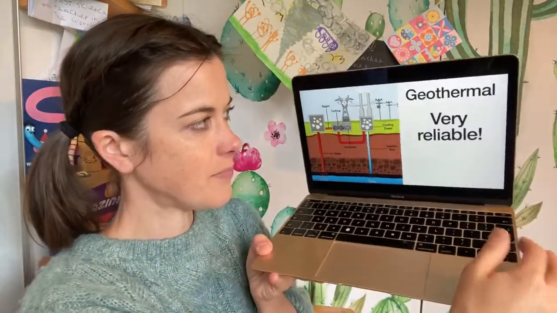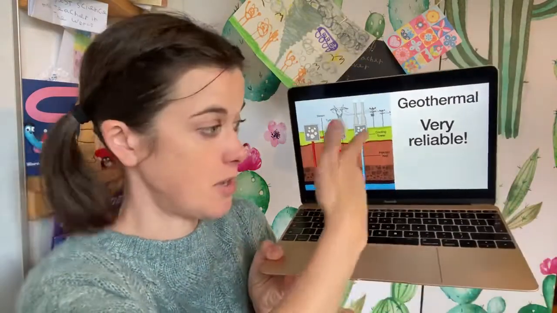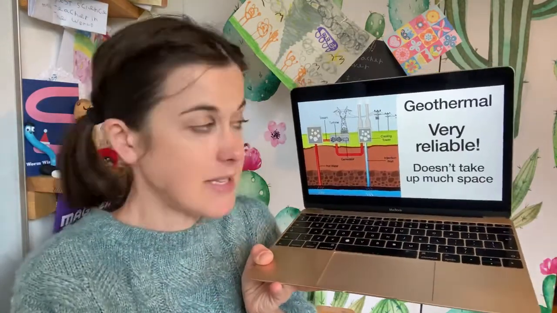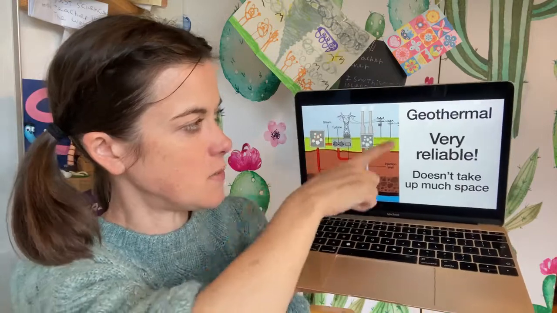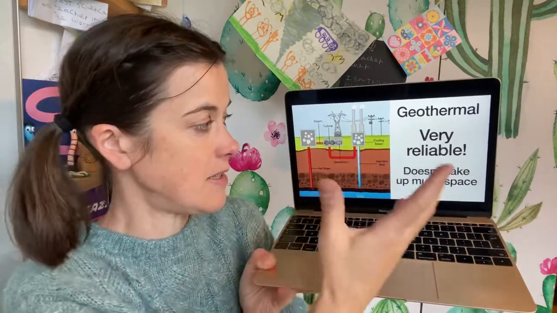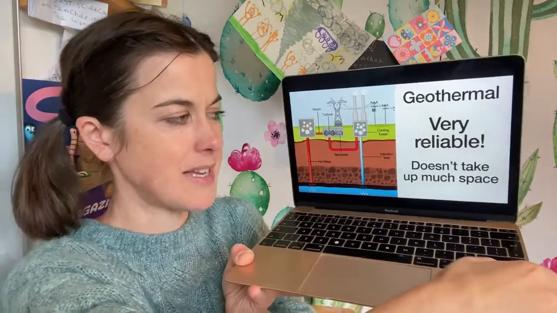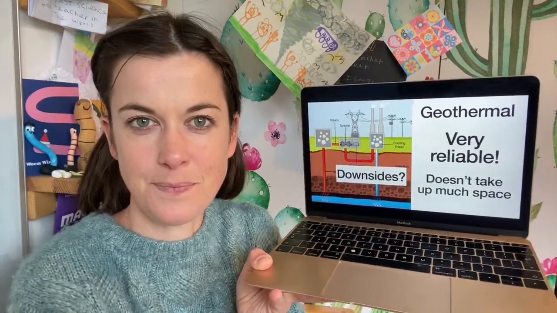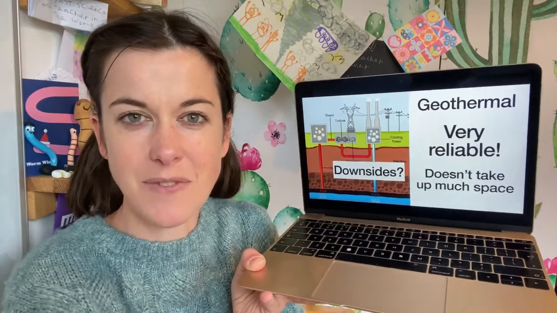Well, it's very reliable. Those hot rocks are not running out. It doesn't take up very much space. These power stations where geothermal energy is used to generate electricity are smaller than your traditional power station. The problem is, come on, what's the problem? 10 seconds. Think of one. Think of them! You're going to have to think of it in the exam.